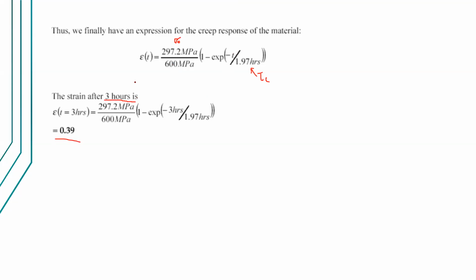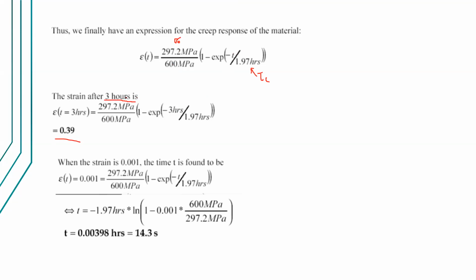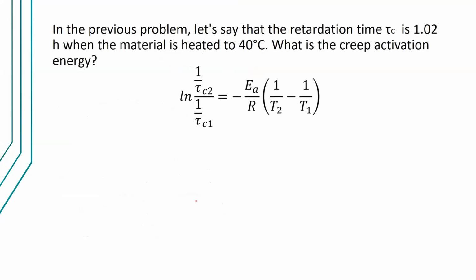The second question in the problem is how long it takes if the strain is 0.001. So just substitute that: strain is 0.001, and you need to find t. So t therefore will be 0.00398 hours, or 14.3 seconds. So that's it.